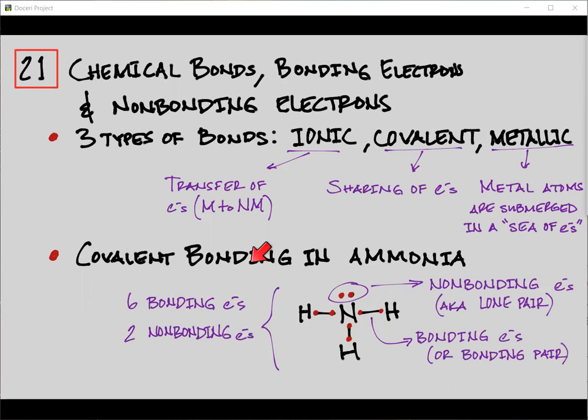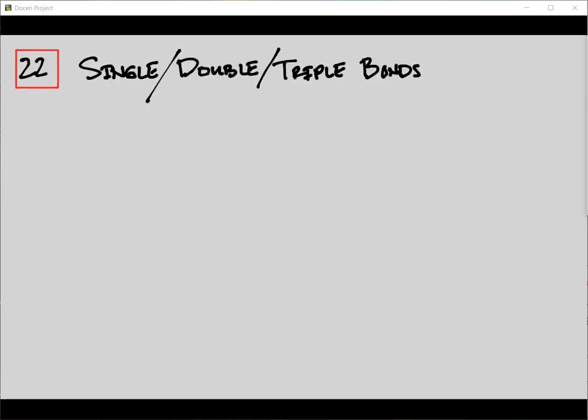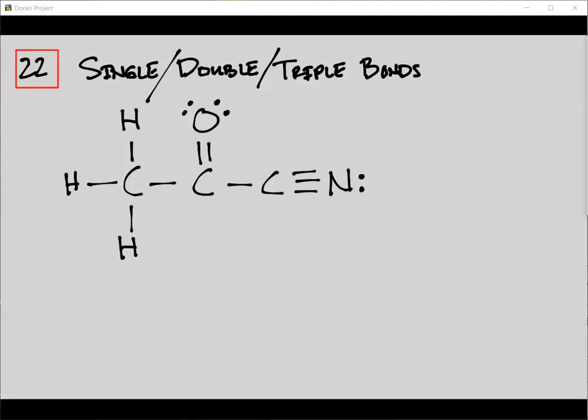So this is a slide here. We have single, double, triple bonds. You should be able to differentiate all 3 different bonds here. So here's a molecule containing single, double, and triple bonds. These are called single bonds right here.